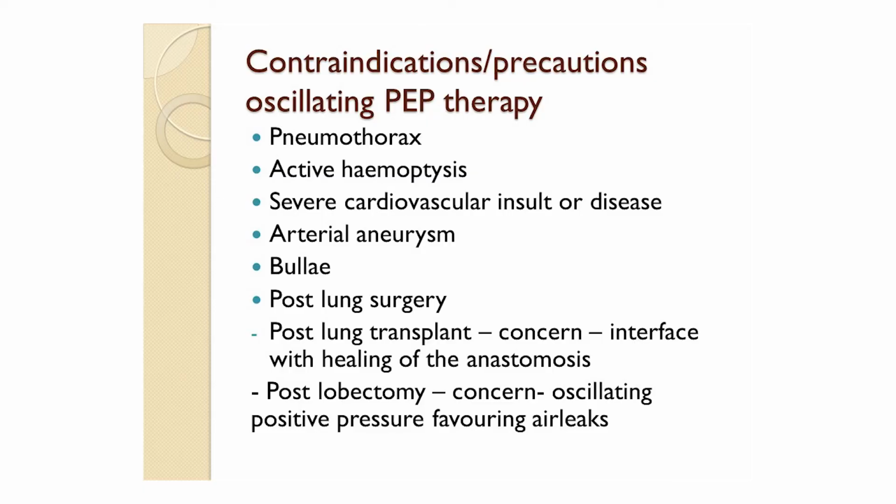Contraindications or precautions with oscillating PEP therapy, or indeed any PEP therapy, is a pneumothorax, okay, active hemoptysis, severe cardiovascular insult or disease, arterial aneurysm, bullae in the lung, post-lung surgery, post-lung transplant if there's any concern with the healing of the anastomosis, or post-lobectomy. Similarly, oscillating PEP favours air leaks.